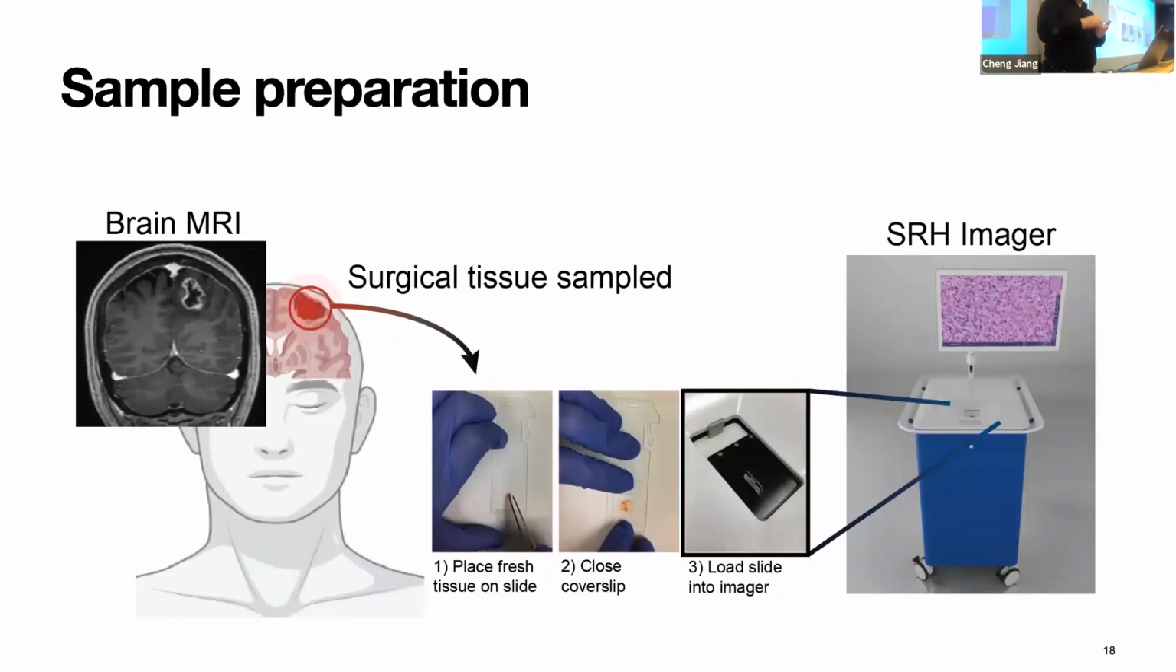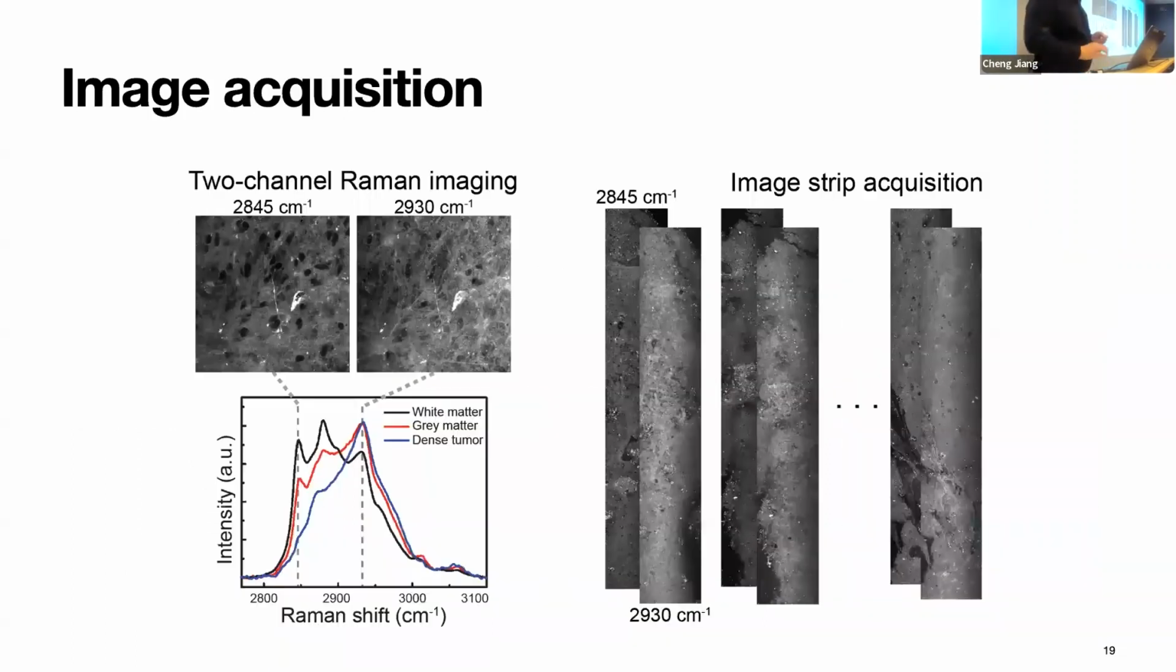that onto a microscope slide. We don't need to do any other tissue processing. We just put it on the microscope slide and close the cover. Then this slide can go straight into the microscope without any other processing. Once the tissue is in the microscope, we start the image acquisition.